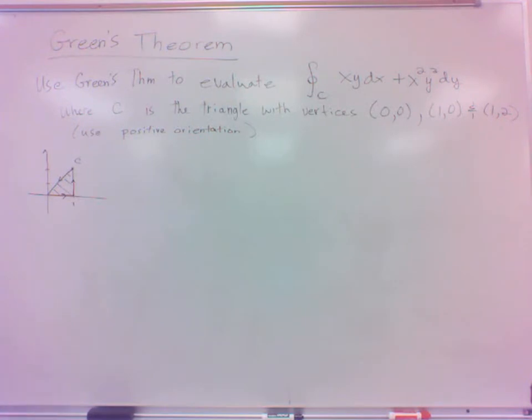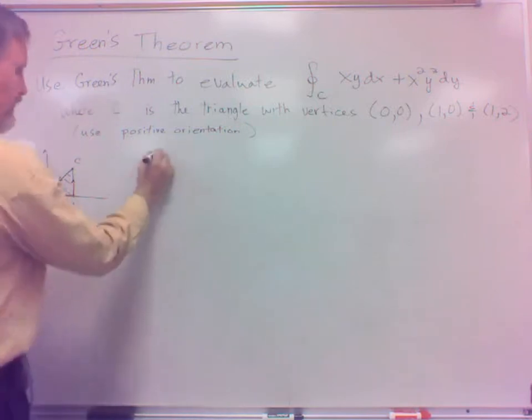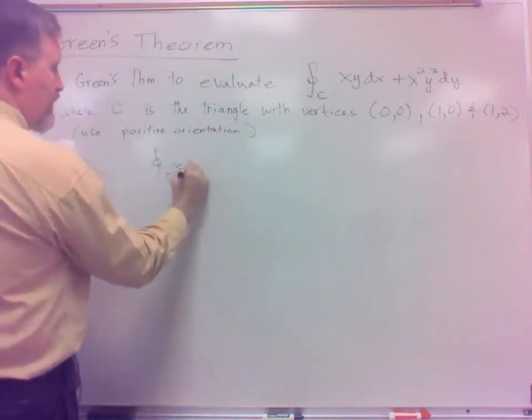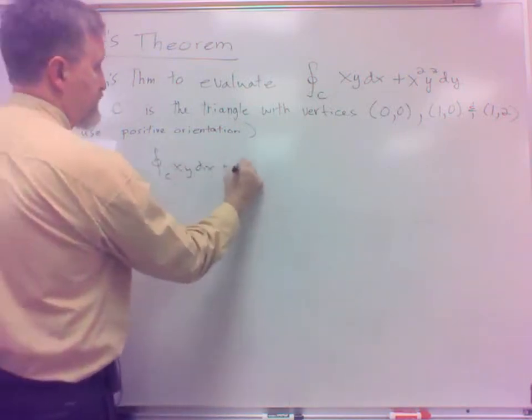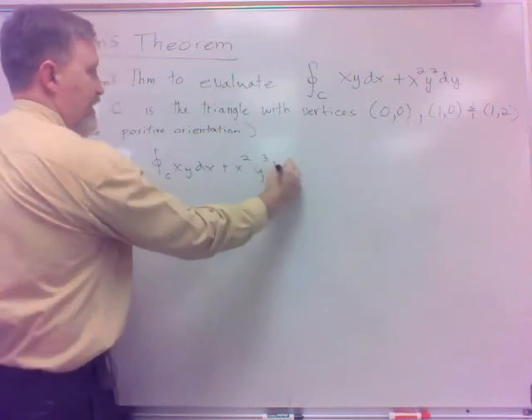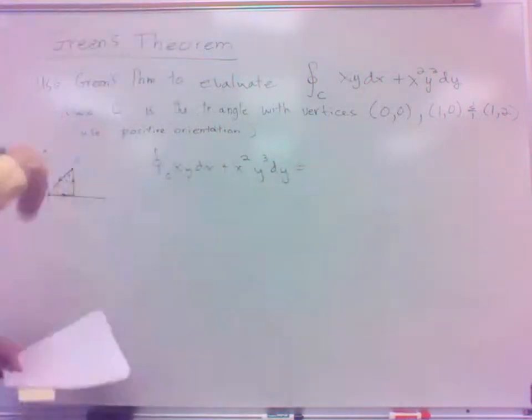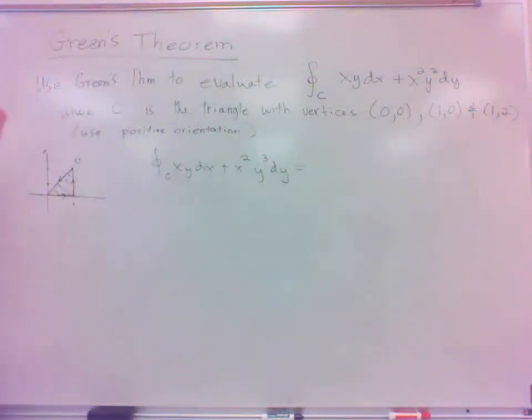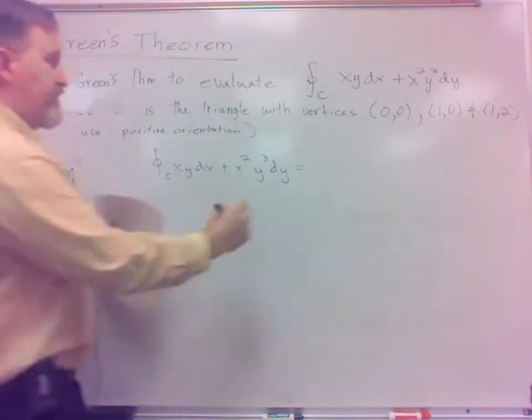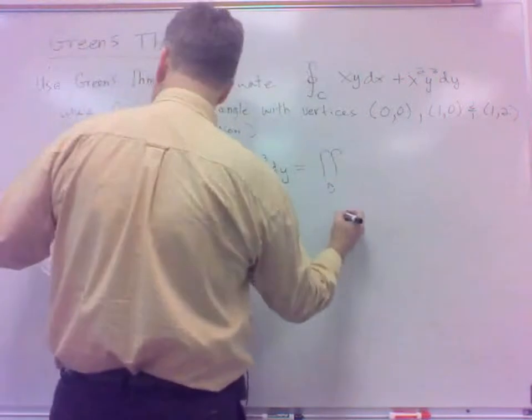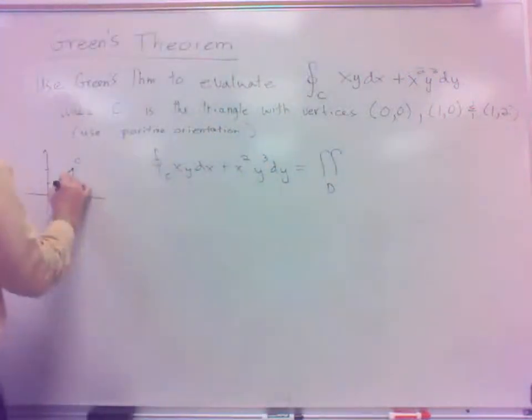All right, now, so we want the line integral of xy dx plus x squared y cubed dy. By Green's theorem, yeah, we've got positive orientation, we've got simple, we've got closed. So we can do this as a double integral instead. So the double integral would be over, like we said, that's our region D here. So we're going to do it over region D.